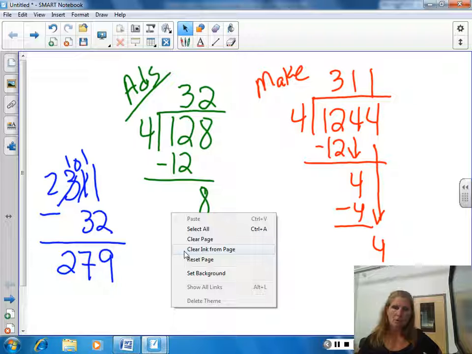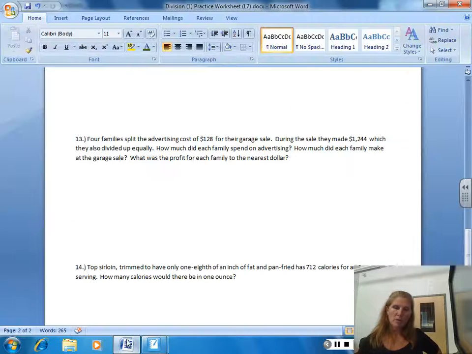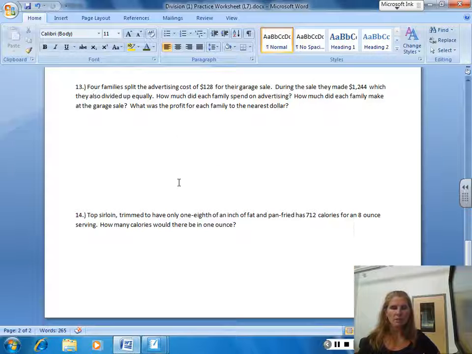3 parts to this problem. Remember, we had to answer 3 things: how much they spent on advertising, how much they made at the garage sale, and what the profit for each family was to the nearest dollar.